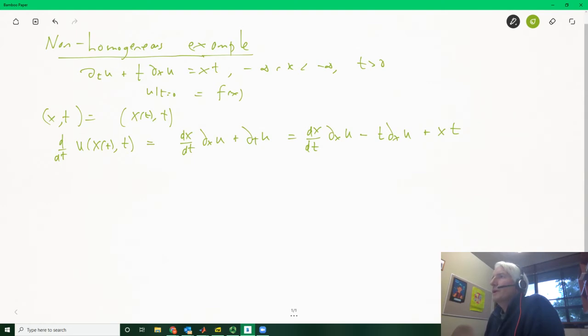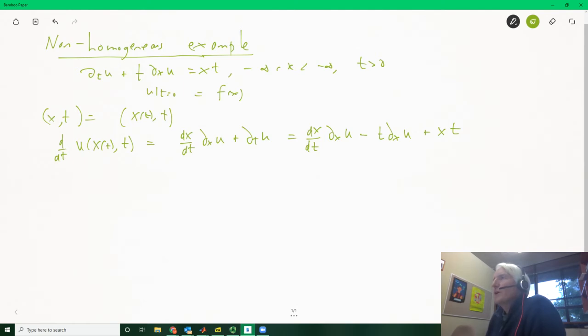So what we've got is the time derivative along here is equal to dx/dt minus t times the x derivative of u plus xt. Okay, so now what we do here is we still solve for these characteristic equations. Now this is sort of solution by example. I haven't given you the formula for this, but it just follows. So we choose to solve dx/dt minus t is equal to 0. Okay, it's the same curve we had before, right?